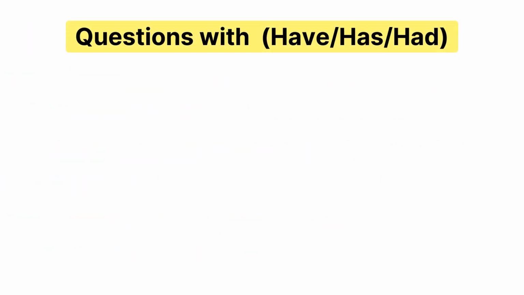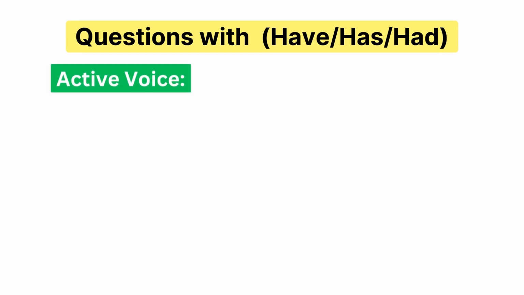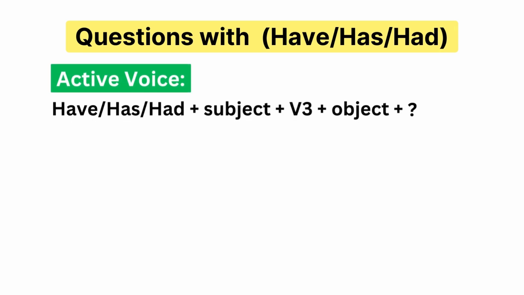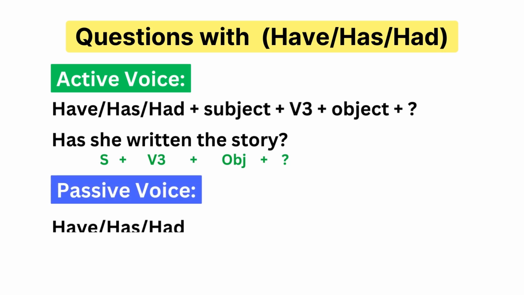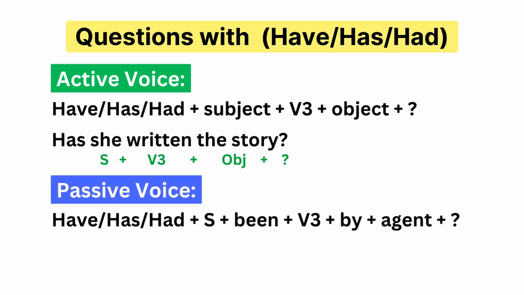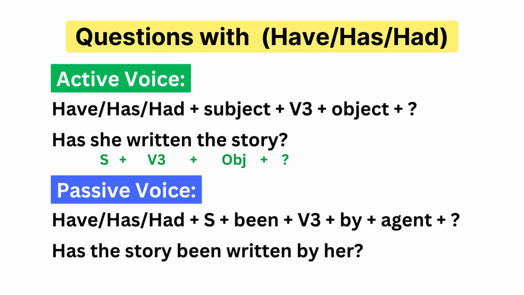Questions beginning with have, has, had. The normal structure of them in active voice is have, has, had, plus subject, plus past participle, plus object. For instance, has she written the story? While changing the sentence into passive, this structure becomes have, has, had, plus subject, plus been, plus third form of the verb, plus by, plus agent. Has the story been written by her?